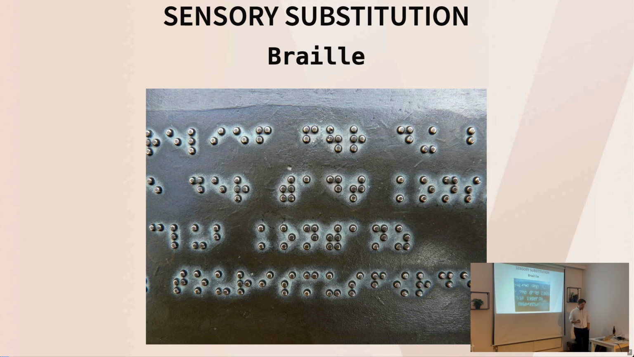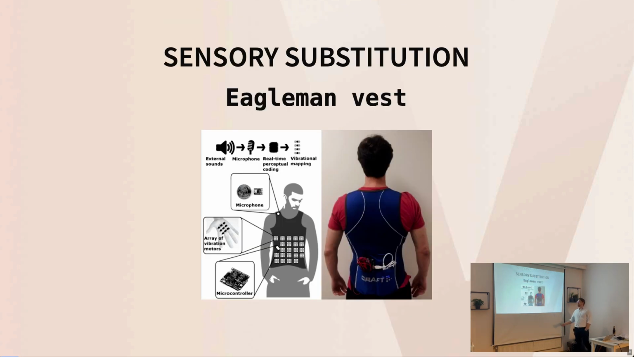And there is another example of substitution. This is the Eagleman vest. David Eagleman is a neuroscientist, and he created with his team a vest, which includes multiple matrices with vibration motors. Based on those vibrations, he created different patterns. And after teaching and training people, the person could start understanding what the vest is trying to say to him.